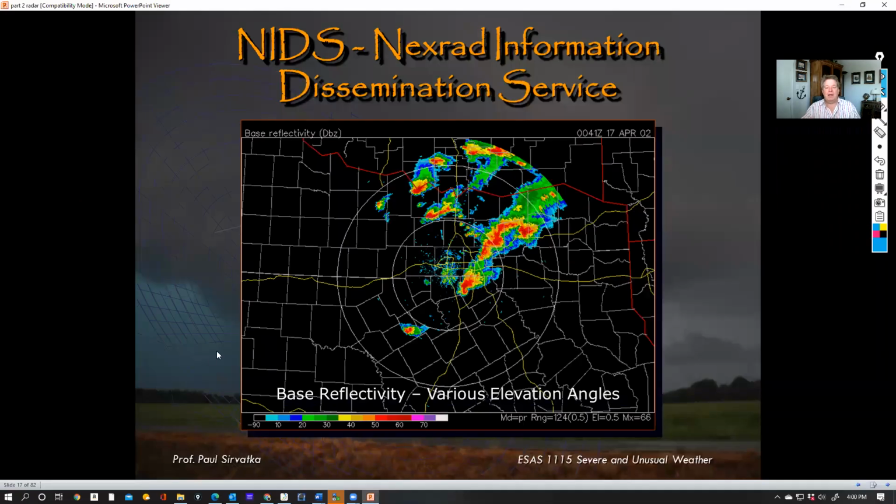So the first one is just base reflectivity. And we get 4 different elevation angles. You always have the lowest one, the lowest 4 really. Now remember, when it's operating in precip mode, it goes up 14 levels. You won't see them if you're using a NIDS.